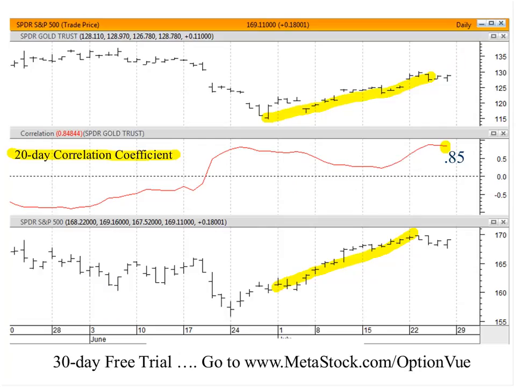I don't want to trade both of these using the same direction or the same strategy. I'd better diversify and not trade one if I'm trading the other. Well, you can't just stop there.